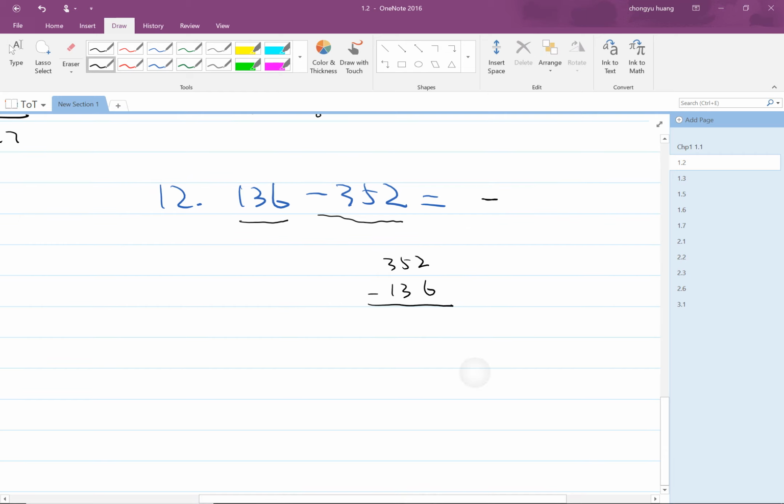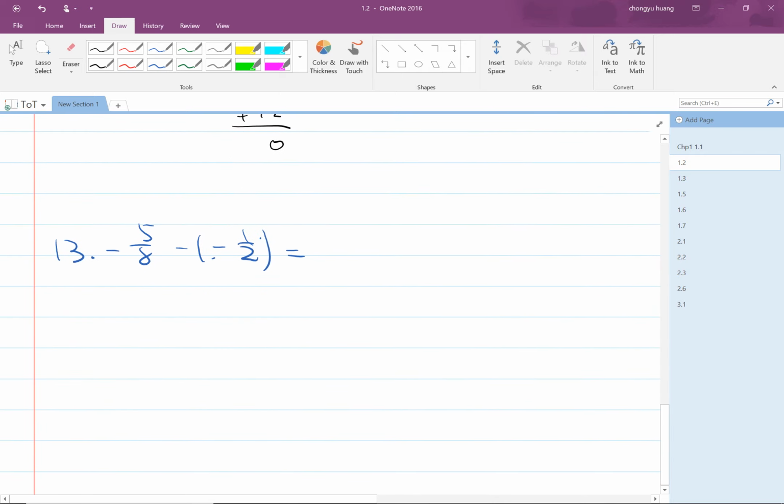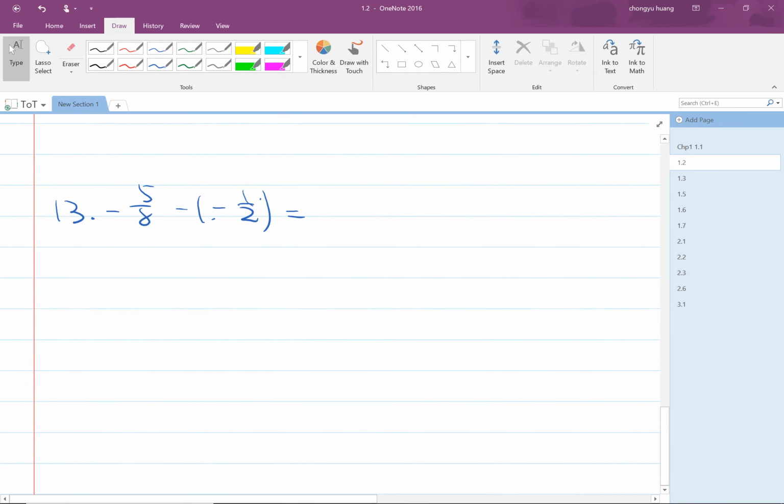So basically what you do is you take 1 from 5 because it's not enough to subtract. 12 minus 6 is going to be 6, right? And then since you took 1, it's going to be 4. 4 minus 3 is going to be 1. And then 3 minus 1 is going to be 2, so it's going to be negative 216. And then this is the final question.